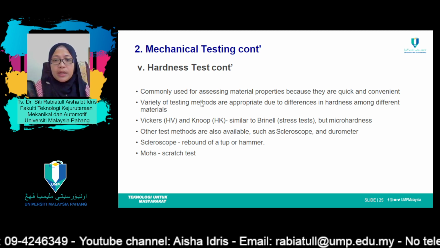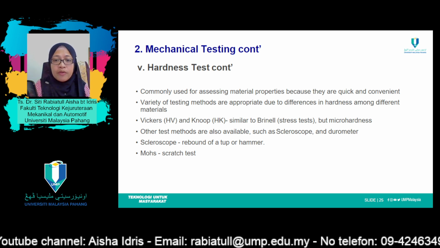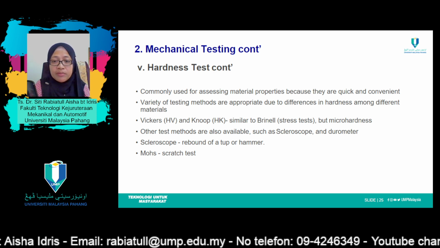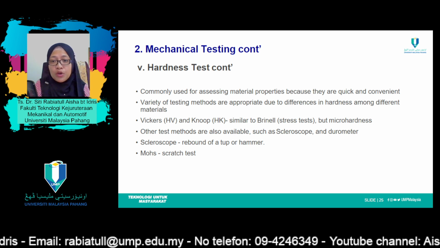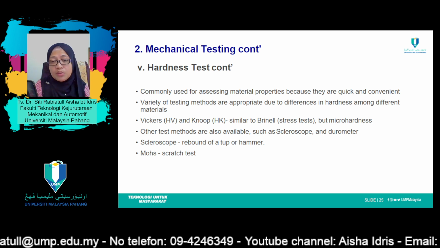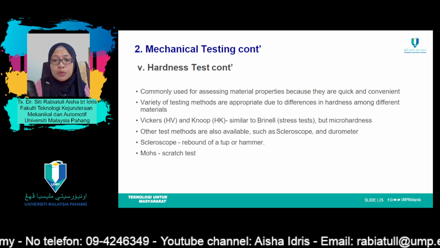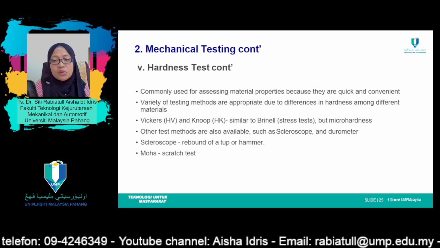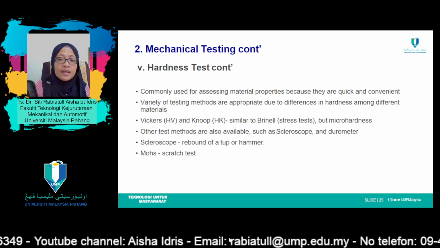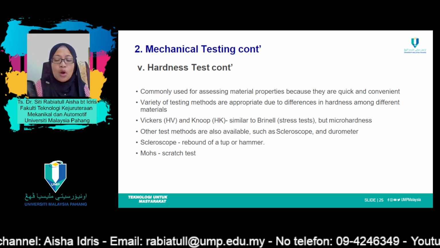Hardness tests are commonly used for assessing material properties because they are quick and convenient. A variety of test methods are appropriate due to differences in hardness among different materials. Vickers and Knoop are similar to Brinell, but at micro hardness level. Other test methods are also available like scleroscope or durometer, Mohs, and so on. But the ones covered in this subject are only Vickers, Brinell, and Rockwell.